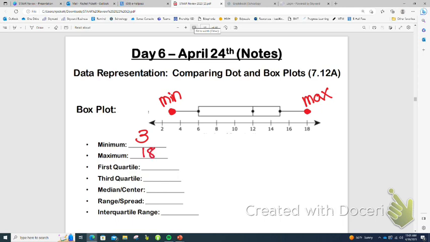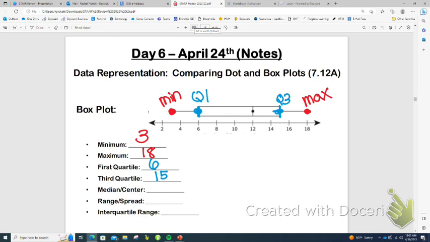The first quartile is where the box begins. So here's the beginning of the box. That's your Q1. And that lands on 6. The third quartile is where your box ends. So right here, there's Q3. And that's in between 14 and 16. So Q3, or the third quartile, will be 15.